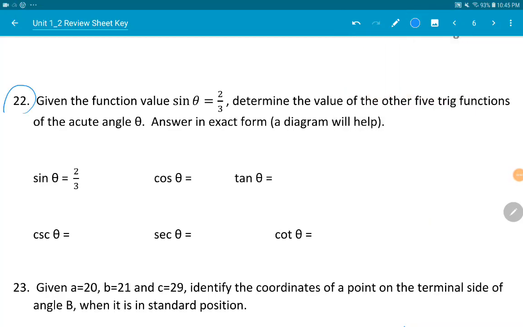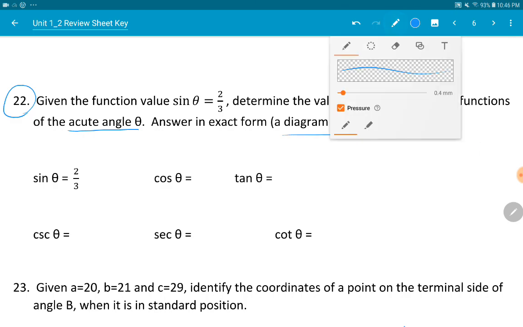On 22 from the 1-2 review sheet, Unit 1-2 review sheet, we're given the function value sine of theta equals 2/3 and want to determine the other 5 trig functions. And it's an acute angle theta, which means we can use a triangle. So a diagram will help here.